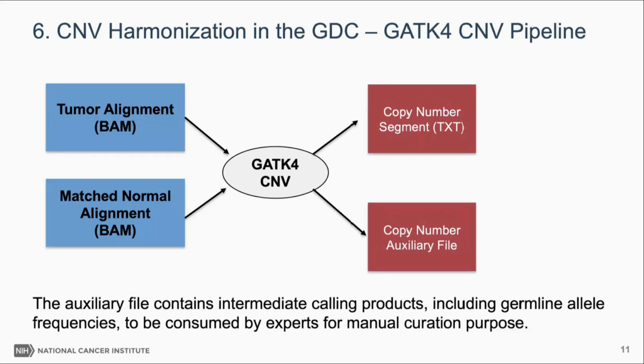The next slide. The ASCAT NGS workflow is replaced by the combination of GATK4 CNV and whole genome Absolute workflows. The GATK CNV workflow also takes paired tumor normal BAMs, and the output includes segment mean values and an auxiliary file that contains many detailed intermediate analysis results, including germline allele frequencies and a lot of others. This file is designed for export for manual review purposes, and we don't expect regular users to consume this particular file.